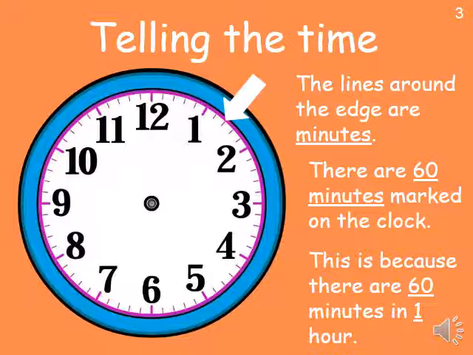And also, when we're telling the time, we have to understand the following description. The first is the lines around the edge are minutes. Take a look at the arrow. The lines around the edge are called minutes. There are 60 minutes marked on the clock. This is because there are 60 minutes in 1 hour. We have known that 1 hour means 60 minutes.